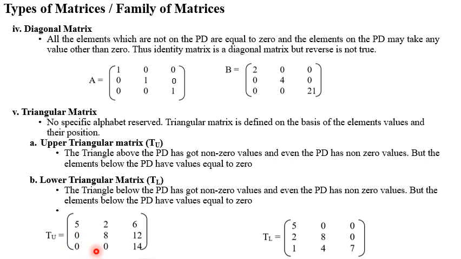Exactly the reverse thing will be there in the case of a lower triangular matrix. You will find that the principal diagonal and the non-principal diagonal elements that lie below the principal diagonal are not equal to 0, while the values which lie above the principal diagonal will always be equal to 0. That is a lower triangular matrix.